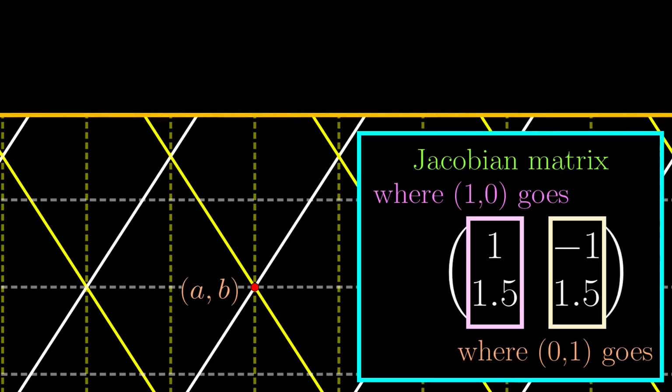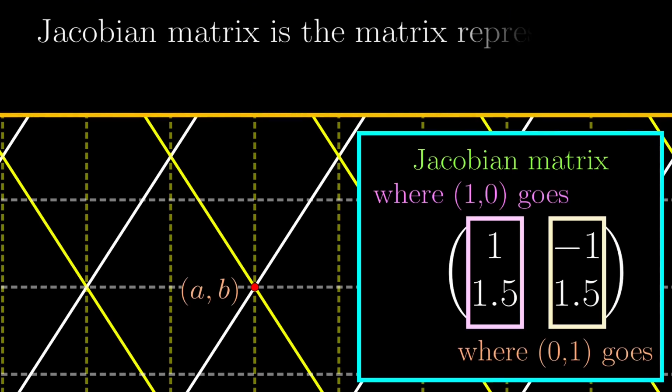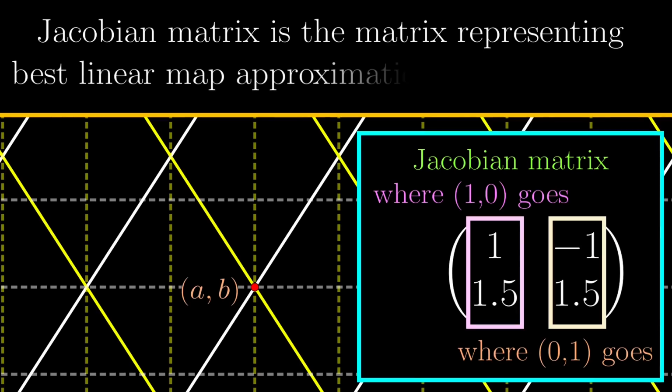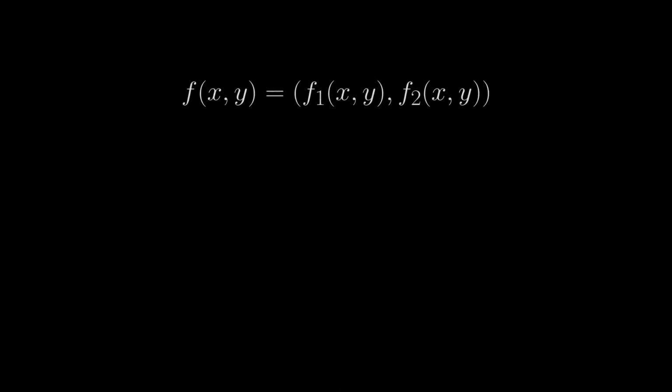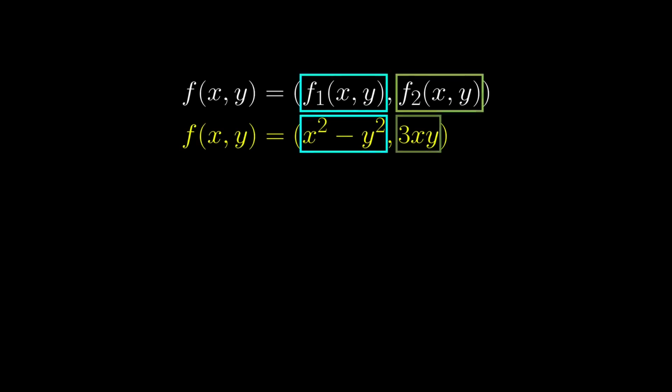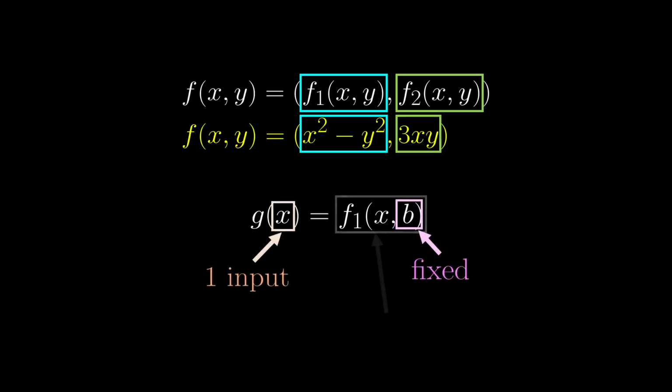Just to recap what we have done so far, the Jacobian matrix is the matrix representing the best linear map approximation of f near a particular point. But given the function f and the point (a, b), how do we compute the Jacobian matrix? To do that, we have to consider the components of f. For example, in this function, we can break it down into f1 and f2 components. We can then define another function g, which is basically f1, but the second input is fixed. Then the function g has 1 input and 1 output, something we know how to deal with.